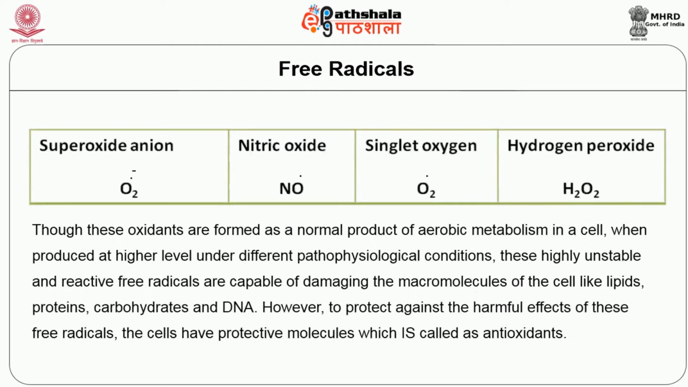Though these oxidants are formed as a normal product of aerobic metabolism in a cell, when produced at a higher level under different pathophysiological conditions, these highly unstable and reactive free radicals are capable of damaging the macromolecules of the cell like lipids, proteins, carbohydrates and DNA. However, to protect against the harmful effects of these free radicals, the cells have a protective molecule which is called as an antioxidant.